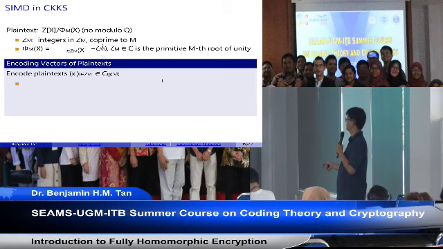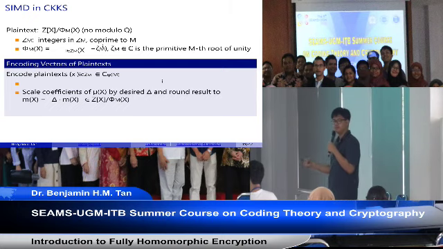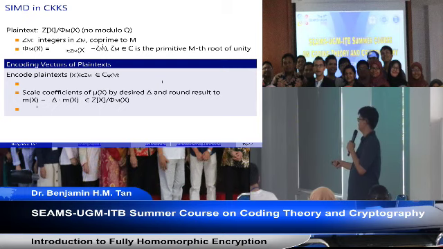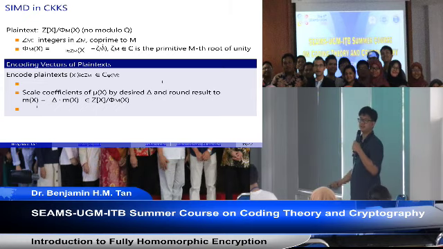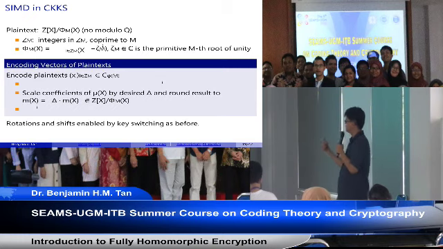This process is called the discrete Fourier transform. Then we scale these coefficients by the desired scale factor, and we do a rounding to get an integer. So what happens is with this m(X), if you evaluate it at the roots, originally with the real polynomial you get exactly x_i, but because you did some scaling and rounding, it's now approximately x_i. And as before, rotations and shifts are possible too, and you use the key-switching technique for that.